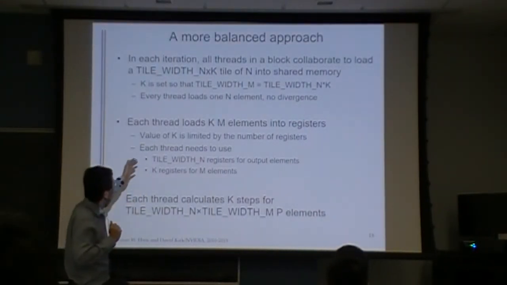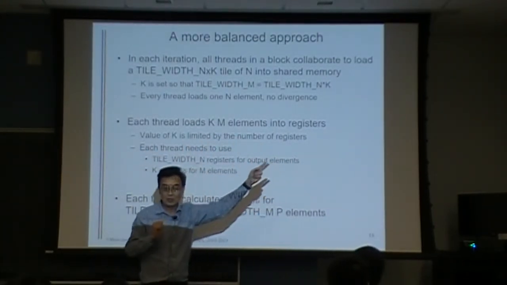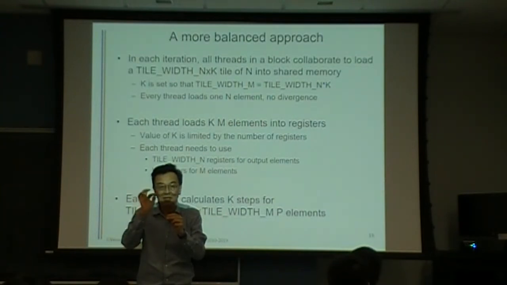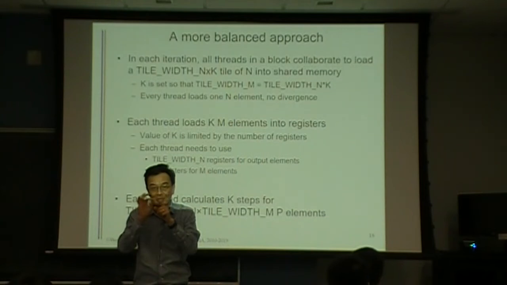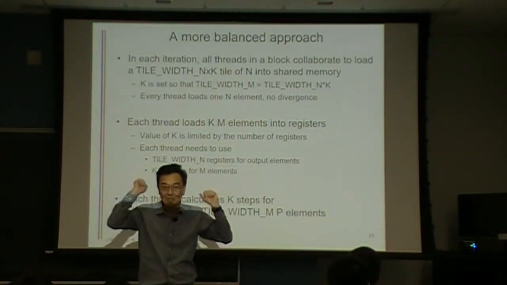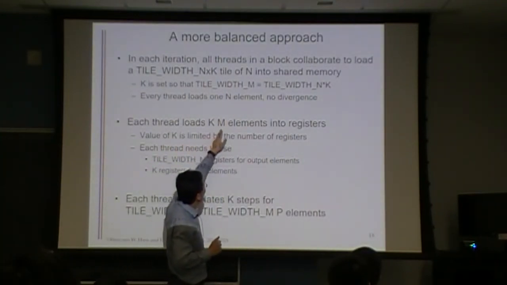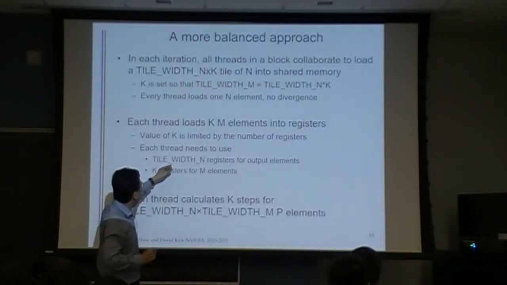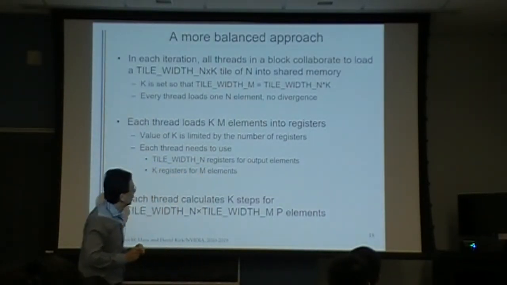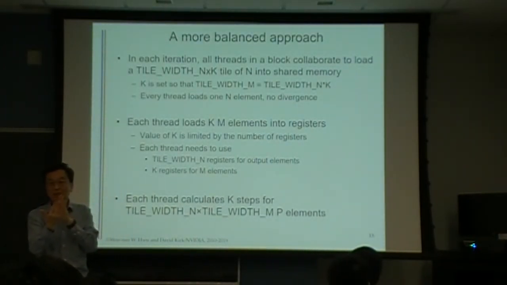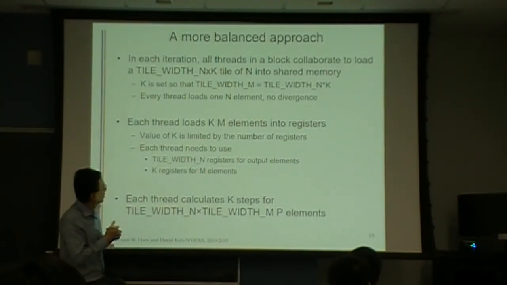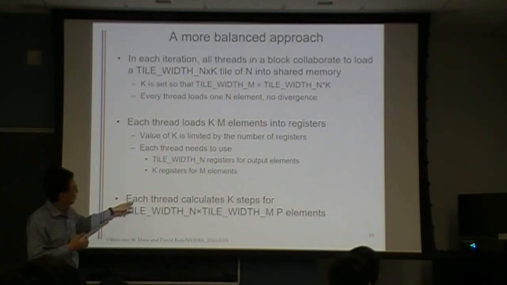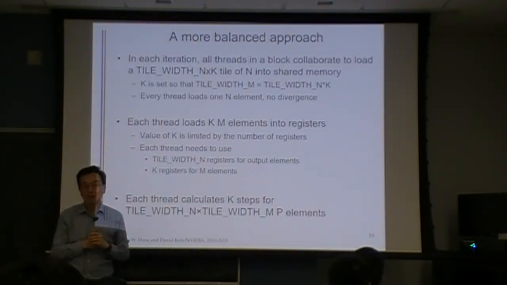For every thread, we will load k M elements into registers, because k is the number of inner product steps that we're going to take for every output element once we have loaded the tiles. So we would load k of these M elements into the registers of each thread, and then each thread would need tile width N registers for the output elements. This is the increased register pressure we're going to see. And then k registers for the M elements. So this is the original register pressure, and this is the additional register pressure. And then each thread calculates k steps. So that's the code.